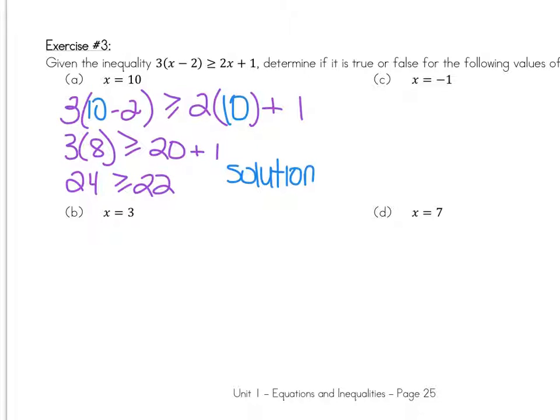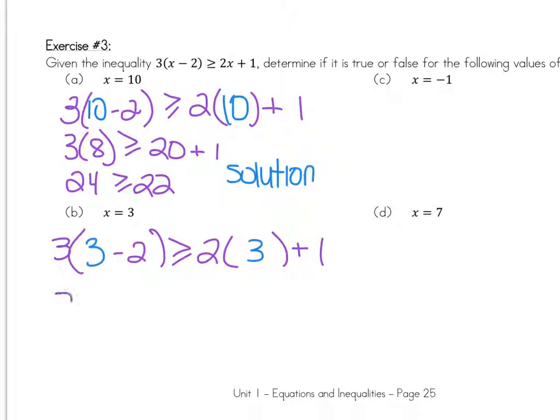Okay, let's do the same thing for B. So you guessed it, we're going to start with that original inequality again, and notice how I'm leaving what I like to call a skeleton. And I'm going to substitute in, we did 10 in A, but now we want to try out x is equal to 3. So let's put 3 into both of those, and we're just going to simplify the same way that we did up above, just with different numbers.